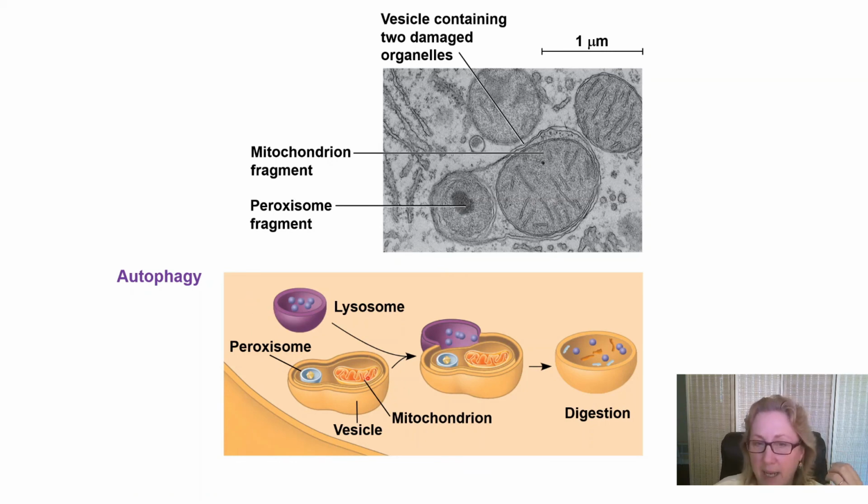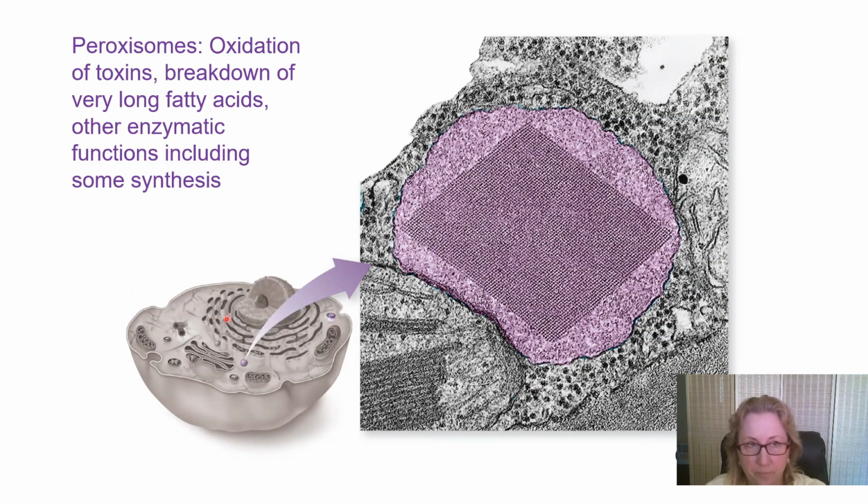Let's say there's a mitochondria that is no longer functioning. Perhaps a membrane is punctured or it's damaged in some way. It will be engulfed in a vesicle and digested by the process of autophagy. Peroxisomes are part of this process.